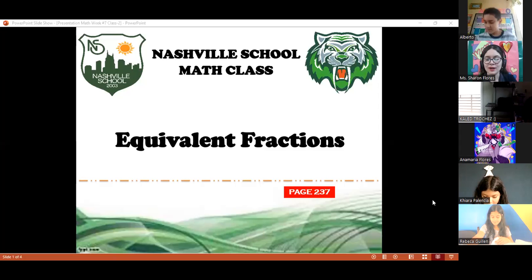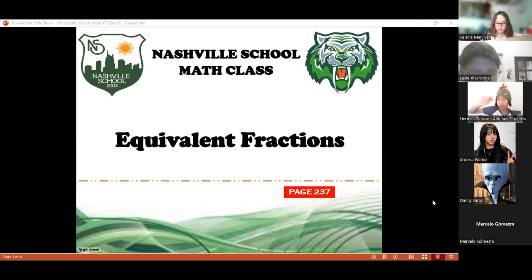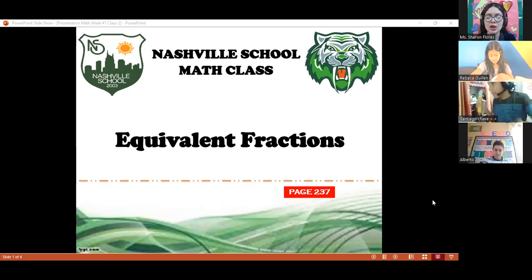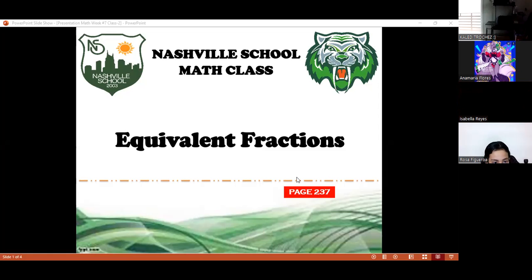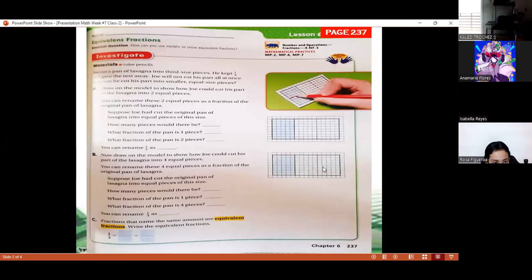Okay, let's start with the class now that you have your book with you. You can have colors, equivalent fractions. That is the topic. Let's continue working on page 237. So look on the book, open the book, page 237. And here we have the picture of the page 237 where it says equivalent fractions.